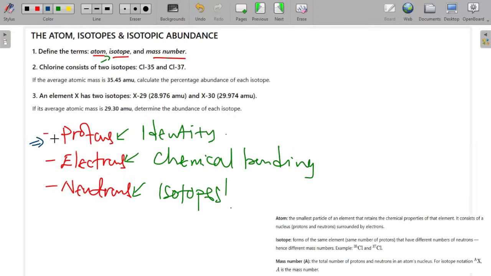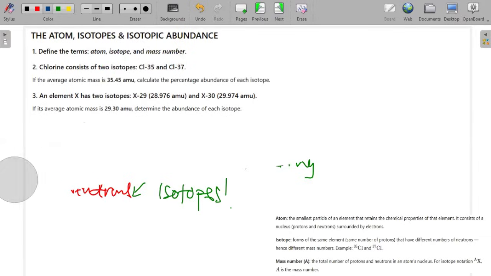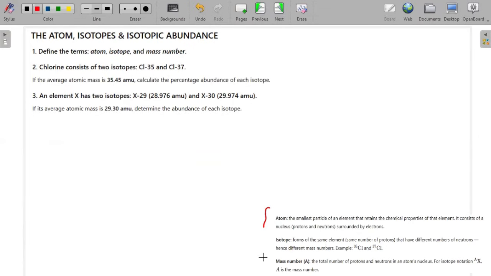So the electrons can be lost or gained in ionic bonding, or they can be shared in what? Covalent bonding. So those are the things that you have to know on the protons, neutrons, and electrons there. Okay, so we've defined these three terms. We move on to the next one. And I also wrote down the definitions down here, so you can actually read them at your own time.